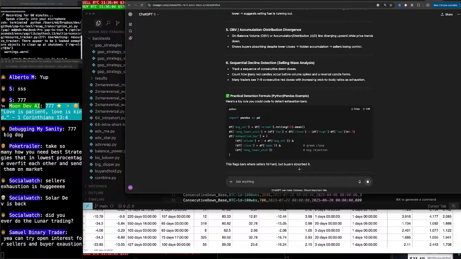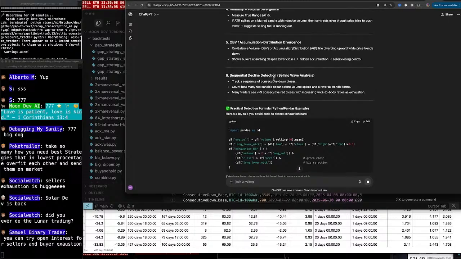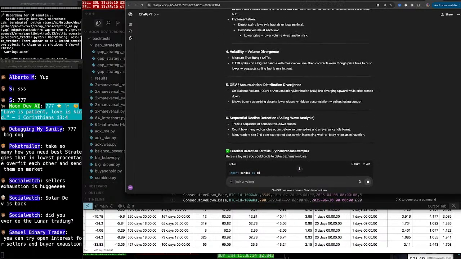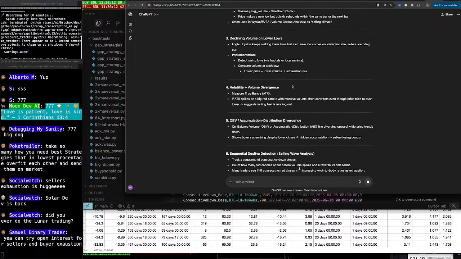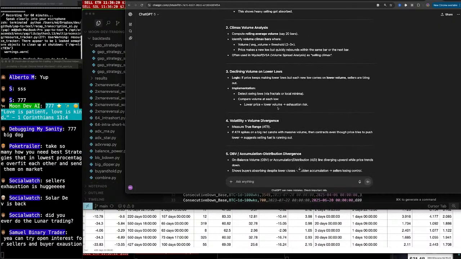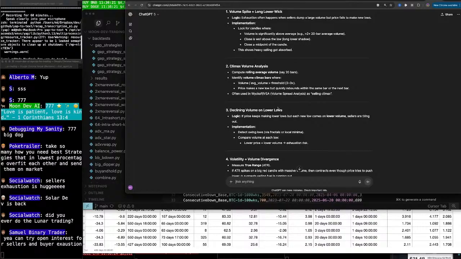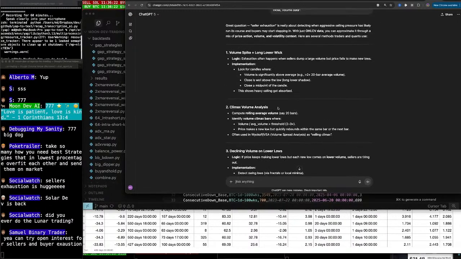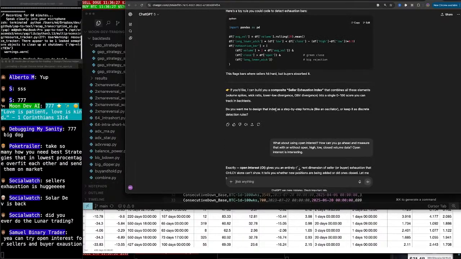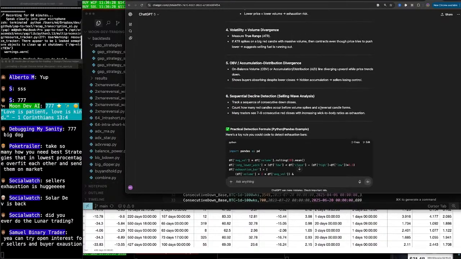Sequential decline detection, selling wave analysis, track a sequence of consecutive down closes. On balance volume, so volume, that could be good. Volatility, volume divergence. Measure true ATR. Declining volume on lower lows. All right, let's just go ahead and do this.